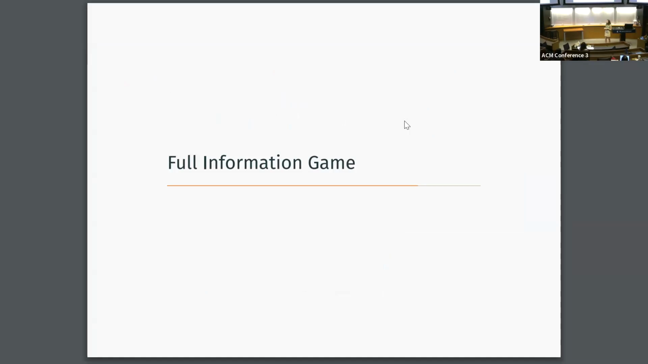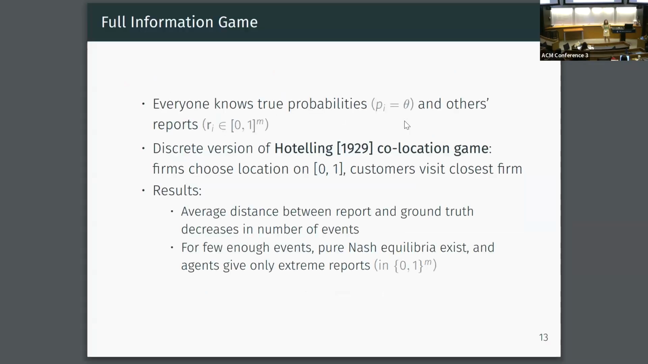So just a quick aside with a one slide intro, we also worked a bit on a very different version of this game with some interesting results that we'll call the full information game. So in this setting, everyone knows the true probabilities and others' reports. But even with that very strong assumption, there's some really cool results that we're working on in terms of characterizing what's happening in Nash equilibria. Just as a note, this is actually a discrete version of the Hotelling co-location game, if anyone's heard of that, where firms choose some location on the 0-1 interval and customers visit the closest firm. But yeah, we have a couple of results that we'll advertise here.